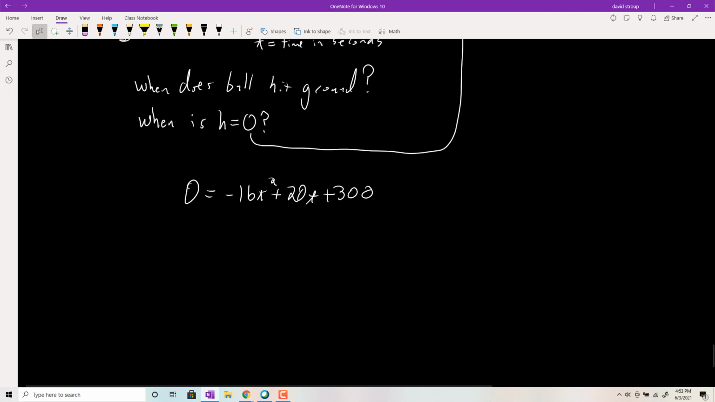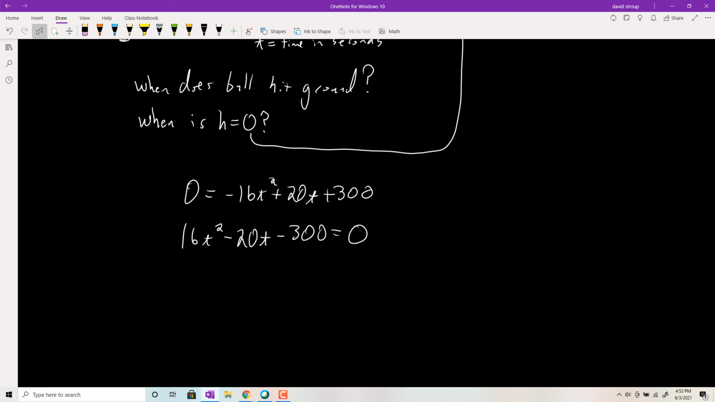You can either multiply both sides by a negative, or move everything to the other side. I just like dealing with positives better. So I'll move everything to the other side. Add 16t squared to both sides, subtract 20t from both sides, and subtract 300 from both sides. And you'll end up with that.